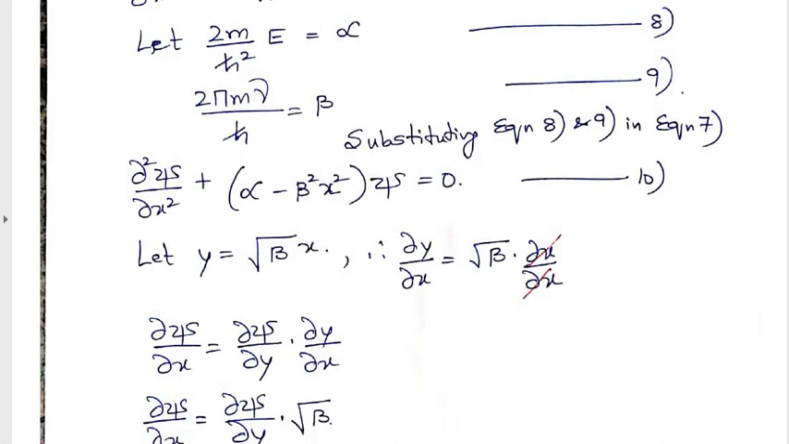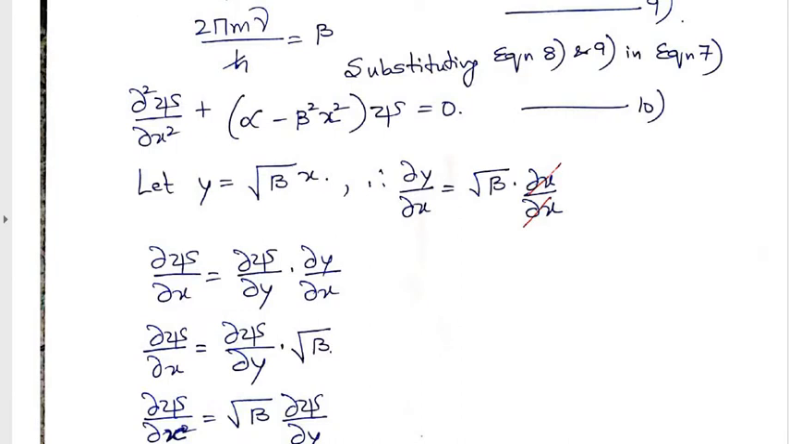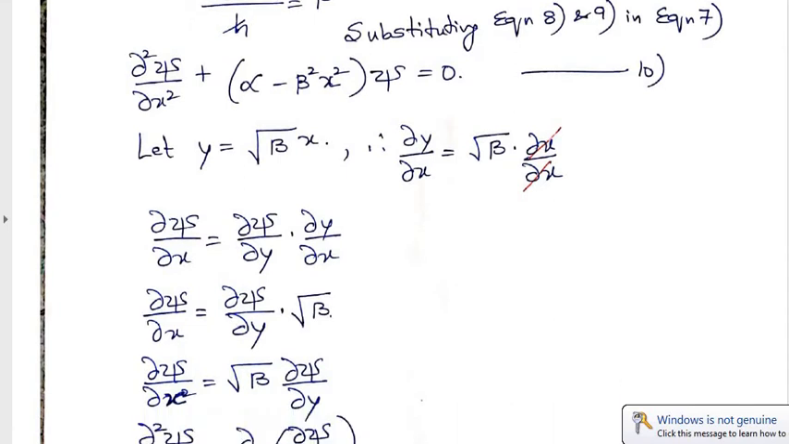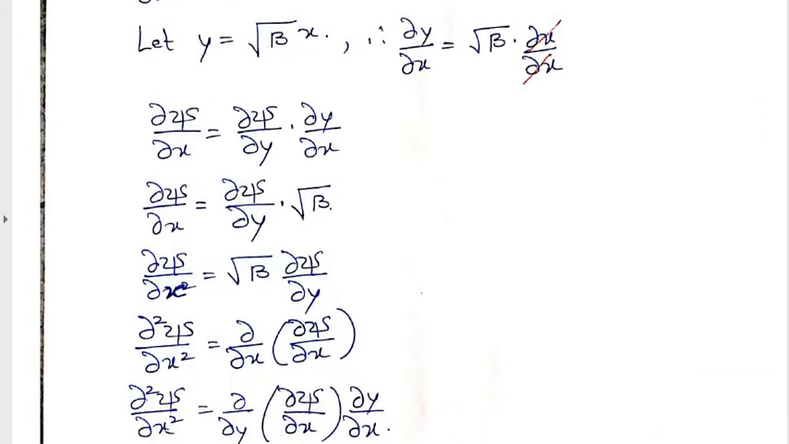Now here y is considered to be equal to root beta x. So therefore del y by del x is equal to root beta into del x by del x, so del y by del x is equal to root beta. Also del psi by del x is equal to del psi by del y into del y by del x. So therefore del psi by del x is equal to root beta into del psi by del y.